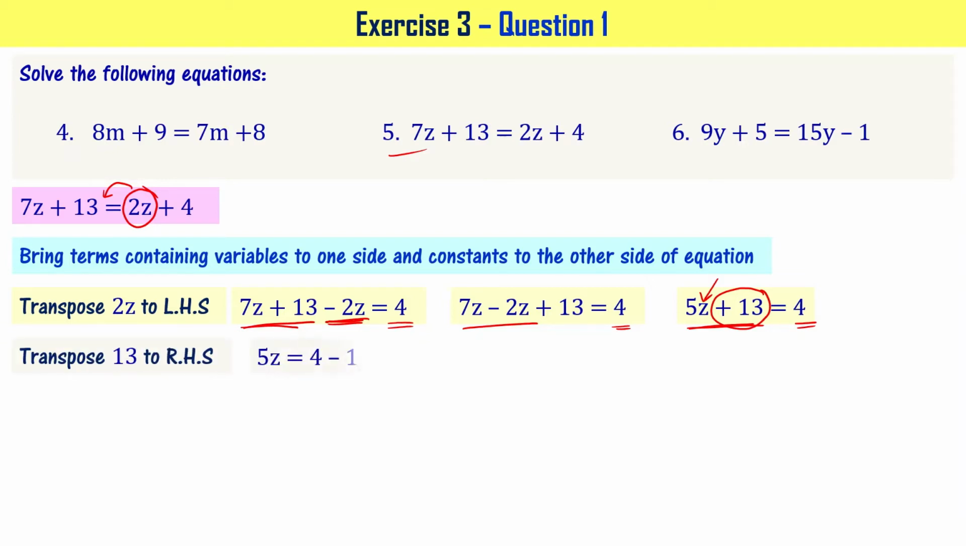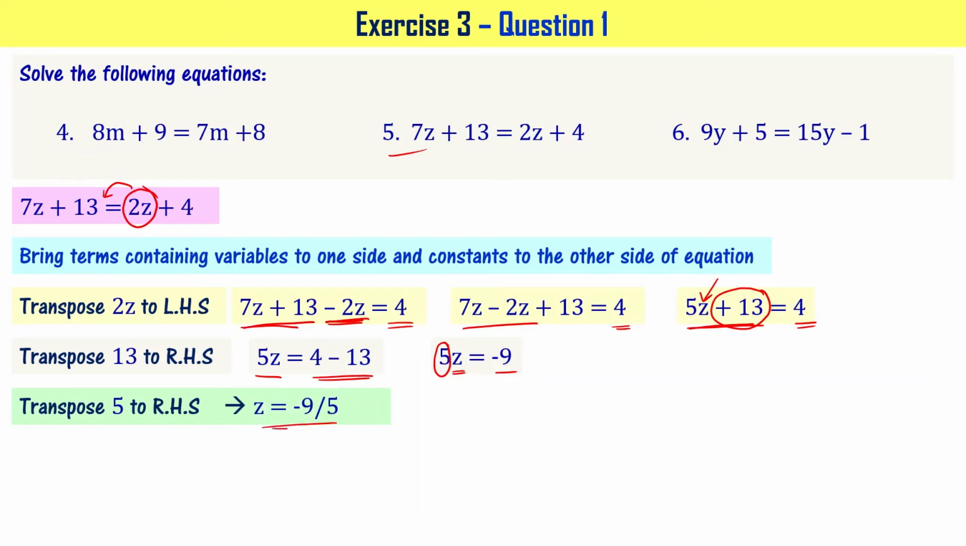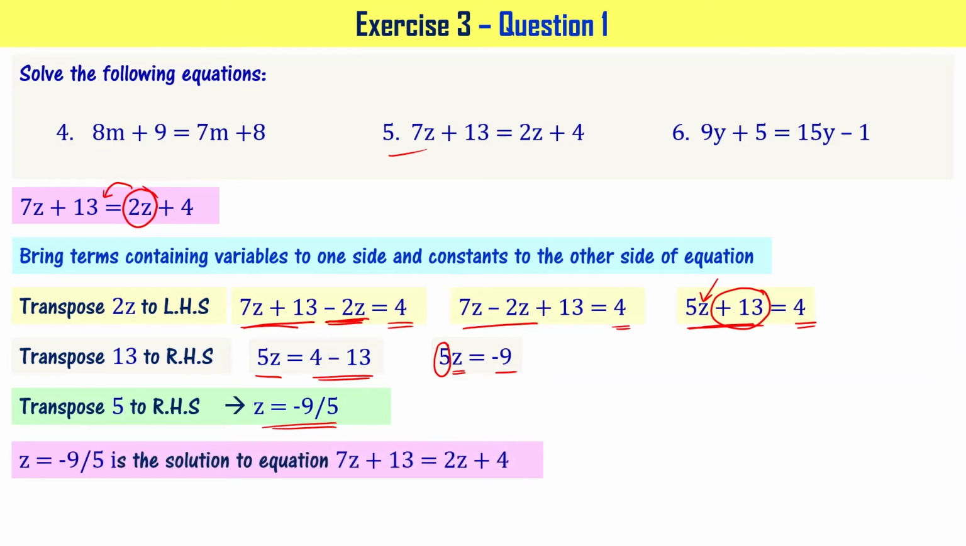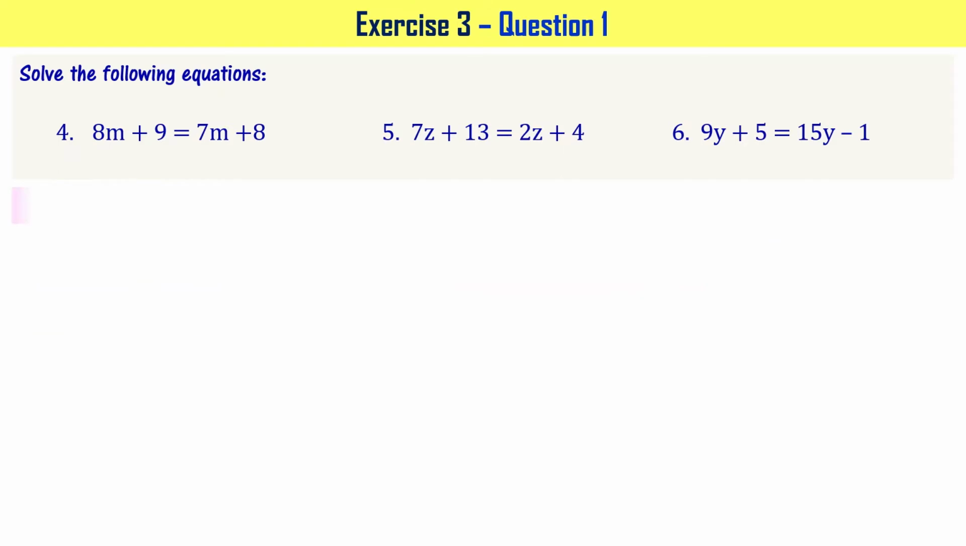When you do that, the equation becomes 5z equal to 4 minus 13, right? We know 4 minus 13 is minus 9. So 5z equal to minus 9. Now to get the value of z, we have to transpose 5 to the other side, right? When you do that, it is going to divide minus 9. So z equal to minus 9 by 5 is the answer we are looking for, right? So z equal to minus 9 by 5 is the solution to the equation 7z plus 13 equal to 2z plus 4. Got it?